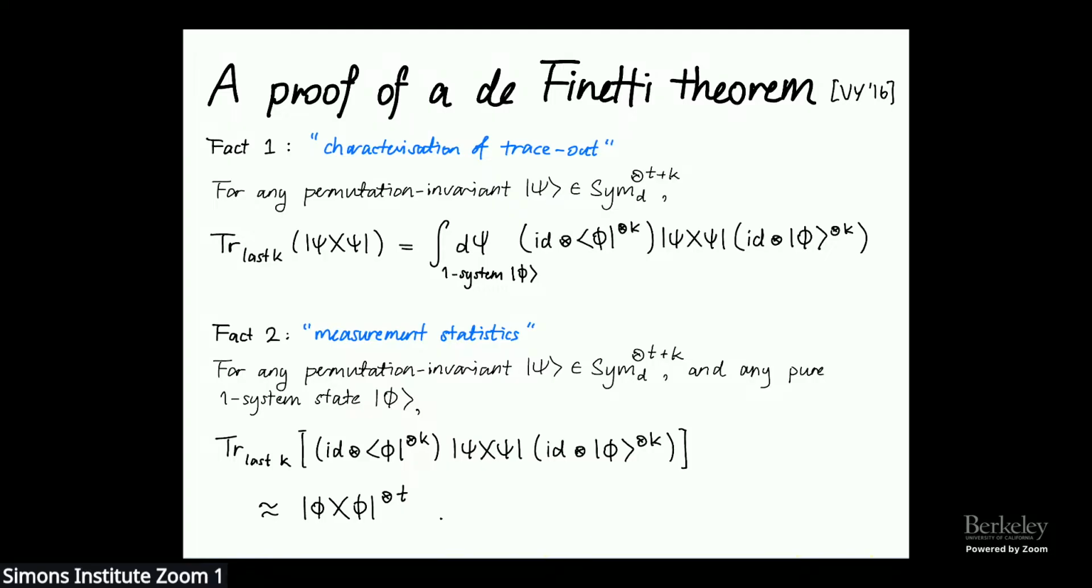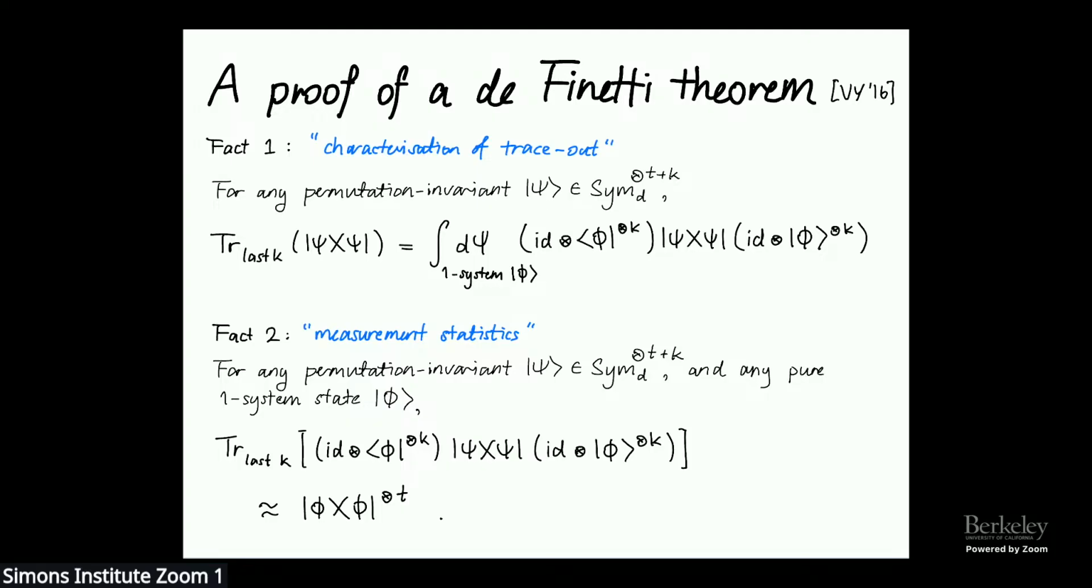Oh yes, I'm sorry, that was a mistake. Okay, yeah, this is a typo. It should be phi. And then we're integrating over all possible one system phi, so basically all possible instantiations of this state. And this is a measure. It should be d phi, but it means the Haar measure, so the Haar measure over all one system states.